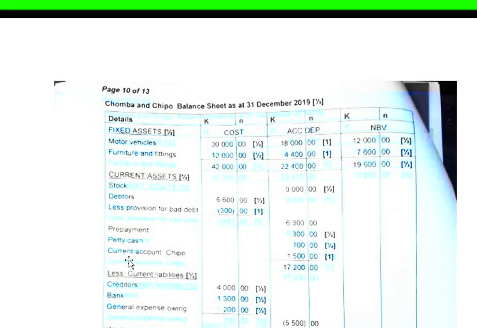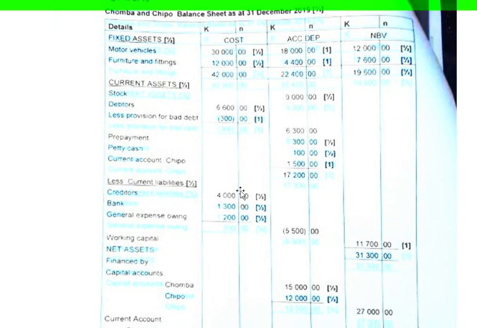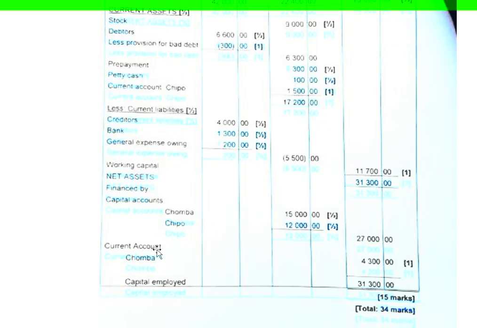But I'm going to go and check the details with regard to the partners, and we will carry on from there. But you have something here to work with. I'm just going to scroll down so you see the memo. So maybe if you have time, you can have a look at the current account of Chomba, which is now in the equity section. The capital accounts and the current accounts make up the equity section.